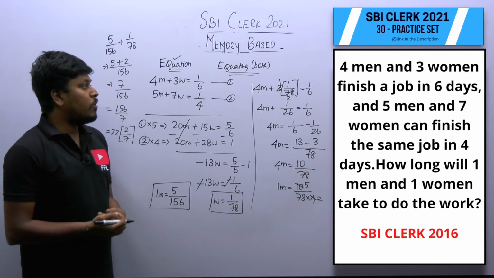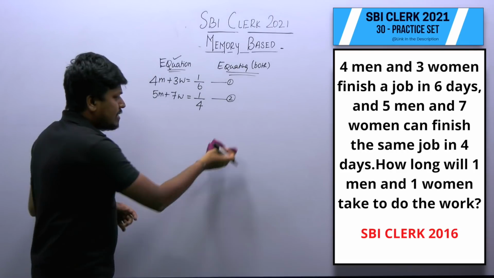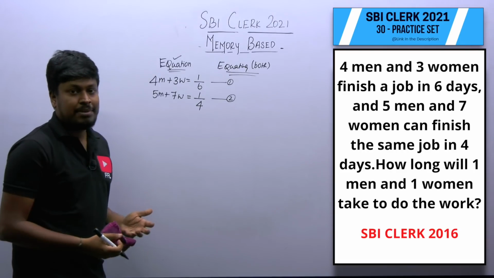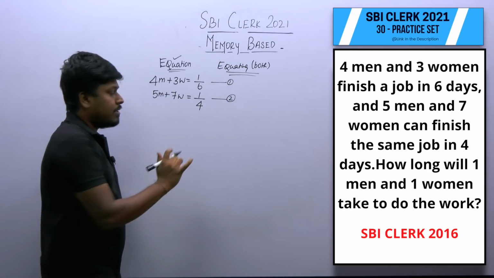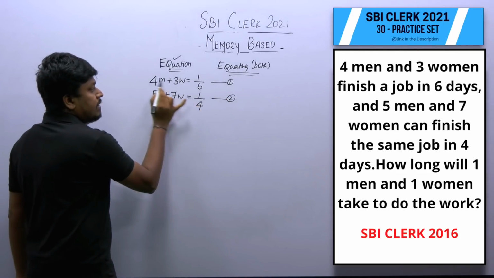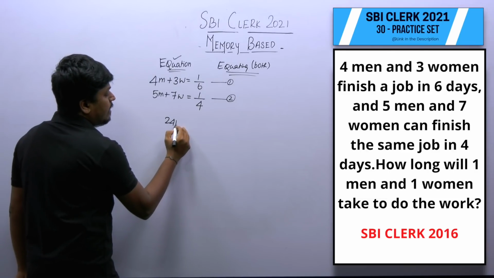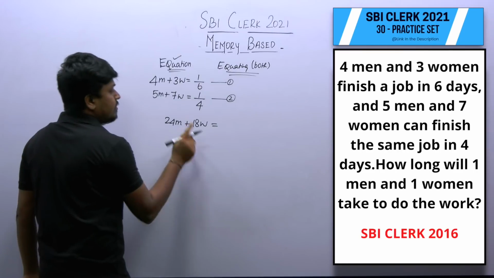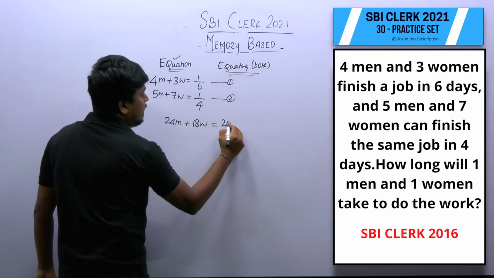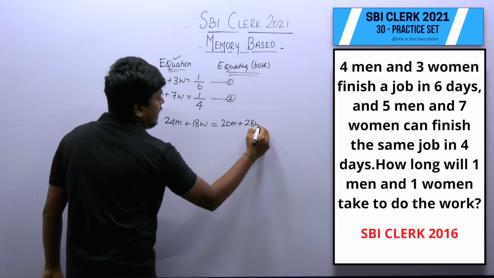So now let me move on to the equating method. Listen friends, the equating method will be very simple. We just need to multiply. We already know the data given in the question. So directly multiply by 6 here. 6 4s are 24m plus 6 into 3 will be 18 women is equal to 4 into 5 will be 20 men, 7 into 4 will be 28 women.